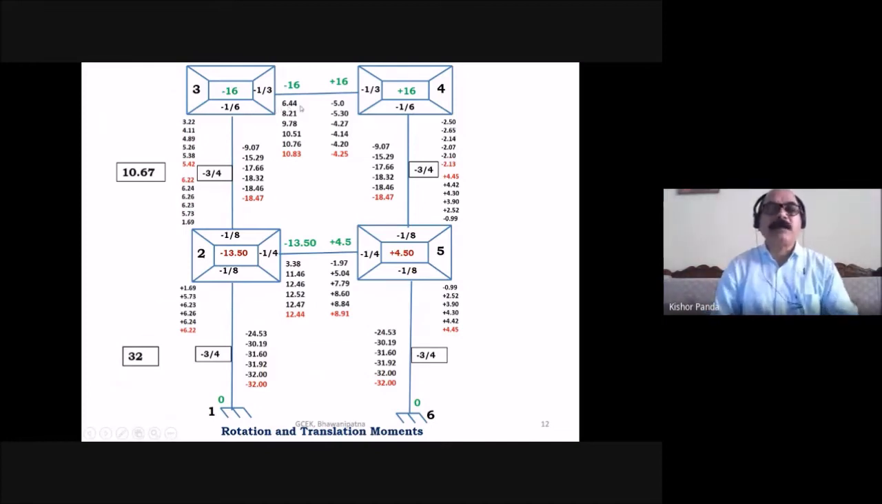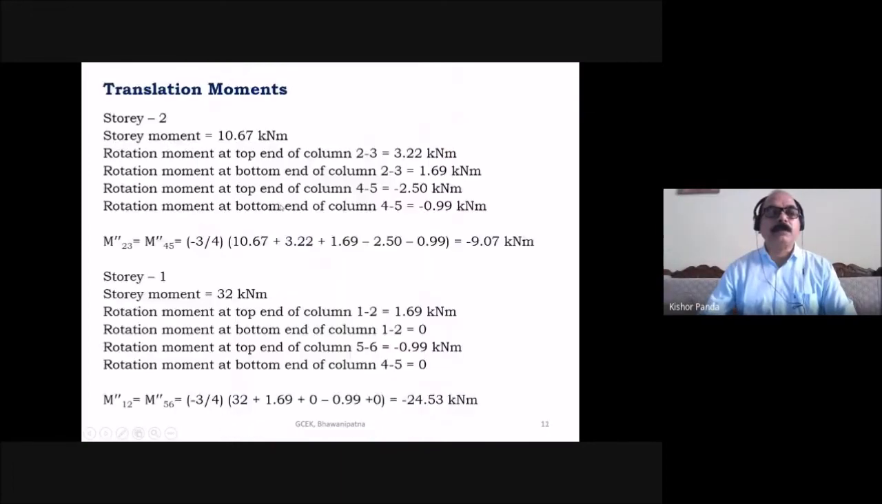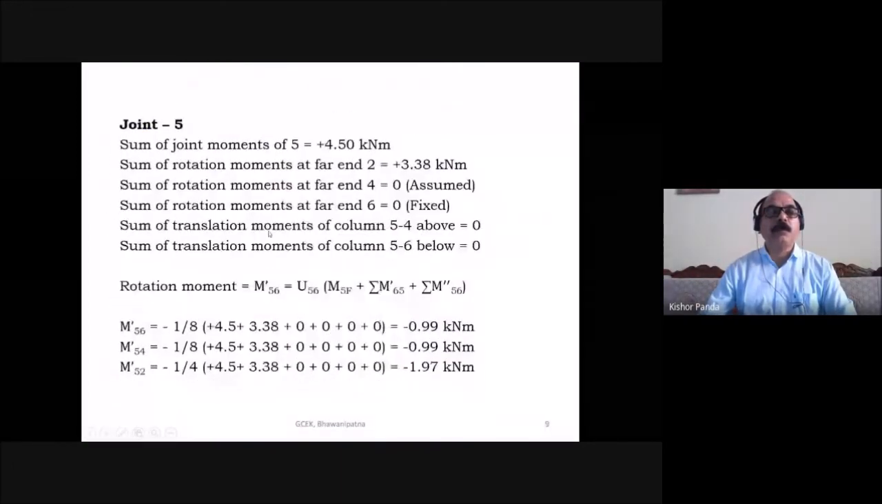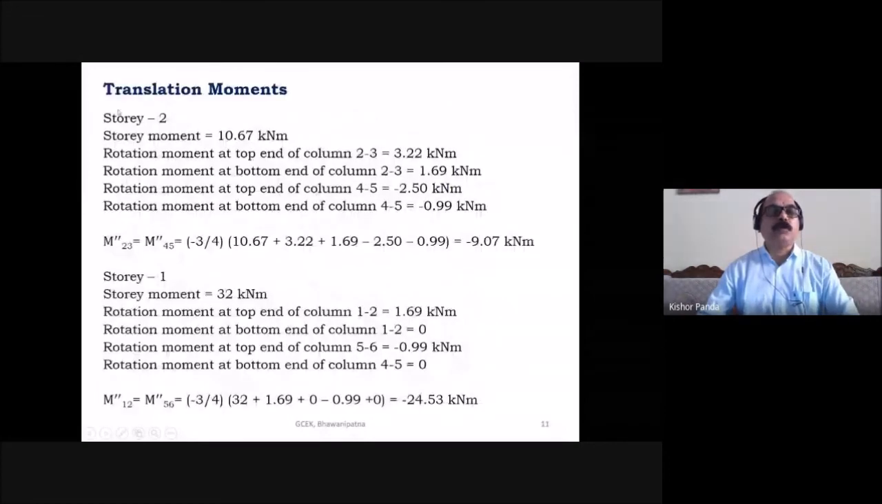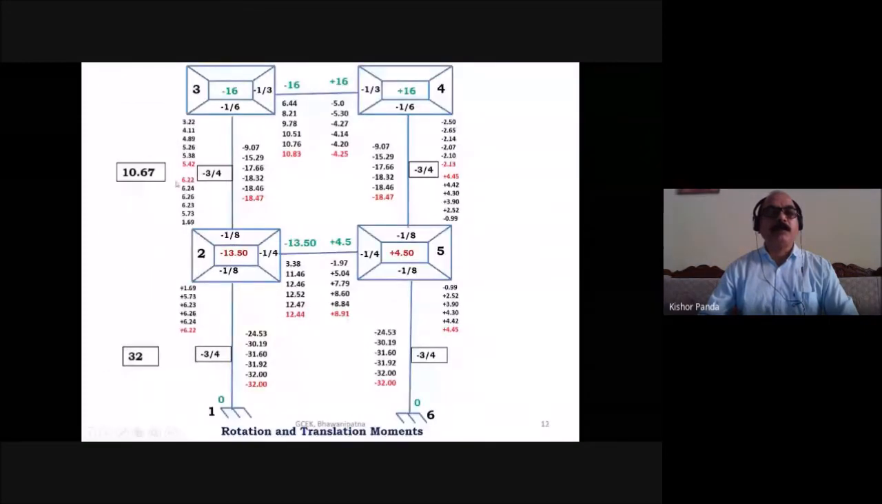Now the first cycle is over for rotational moment, and you got the near end rotational moment of the member. You have to find out the translation moment. So now this is over. So for translation moment, you have to first go to story 2. In story 2, you have to take the story moment here, 10.67.